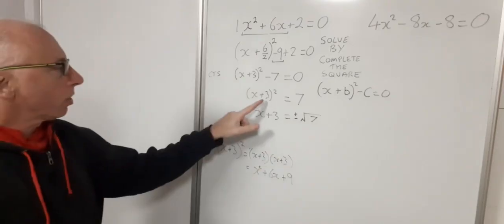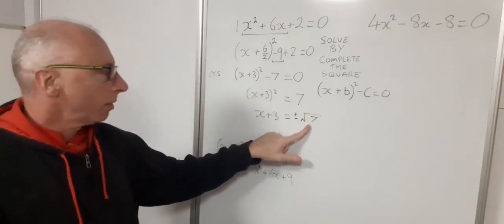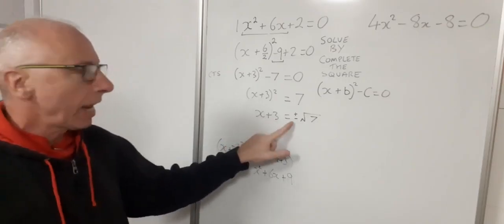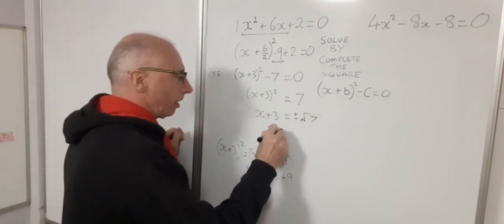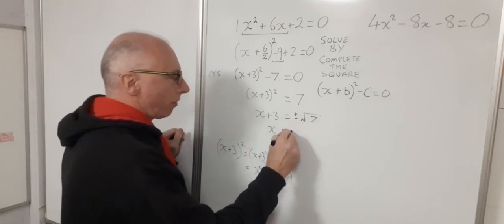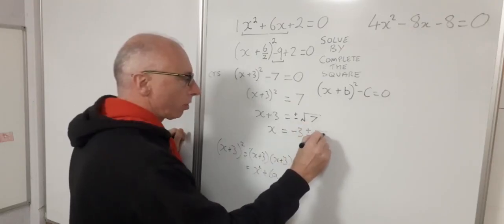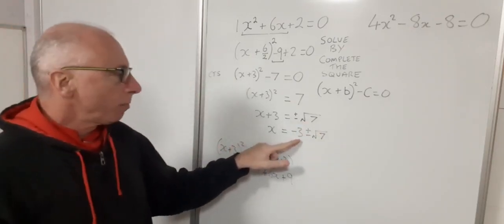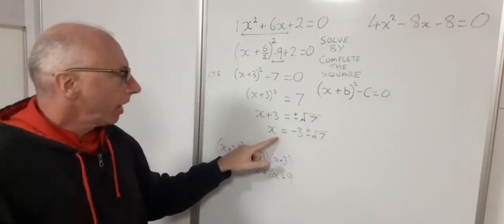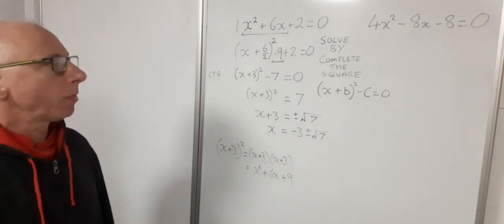Whenever you take the square root on both sides, one side is always going to have plus or minus next to it. So now to solve for x, I need to get the 3 over to the other side. So now I've got x equals minus 3 plus or minus square root of 7. So that's my two solutions: x equals minus 3 plus root 7, and x equals minus 3 minus root 7. So that's my two solutions for that one.